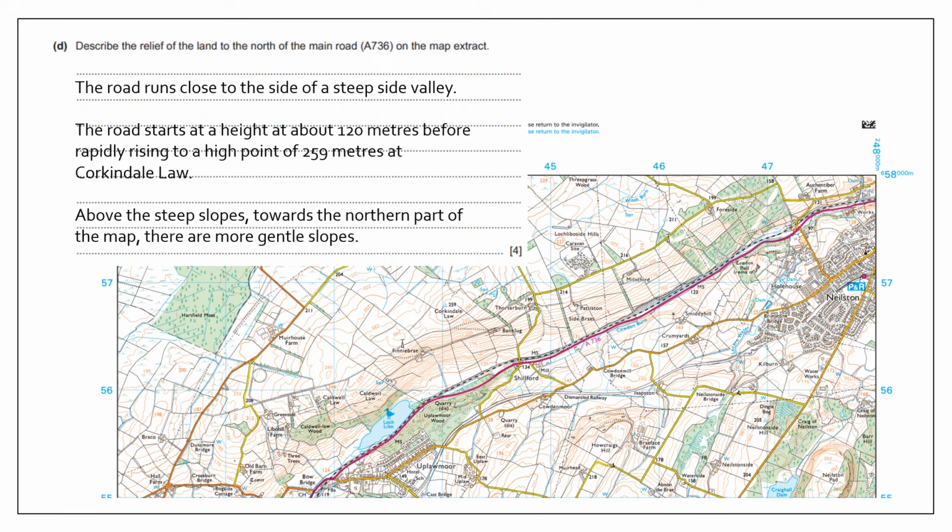And I can see that here, relatively in the center of the map on my screen, in grid square 4456. And above the steep slopes towards the northern part of the map, there are more gentle slopes. And I know that because as I go away from the highest point, the contour lines get further and further apart, so the land is more gentle.